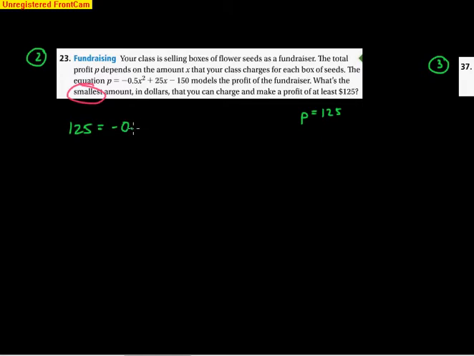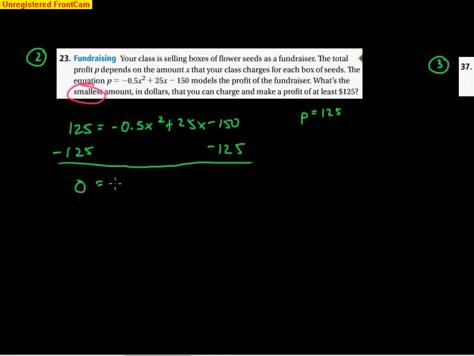125 equals negative 0.5x squared plus 25x minus 150. And this is going to require the quadratic formula. To use the quadratic formula, your equation must say equals 0. So let's get this 125 to the right by subtracting it. Notice I'll put it underneath the negative 150 that's over there. The left side cancels, and I get negative 0.5x squared plus 25x minus 175. And now I am in standard form. I have my a, which is negative 0.5, my b, which is 25, and my c, which is negative 175. And I will use the quadratic formula.